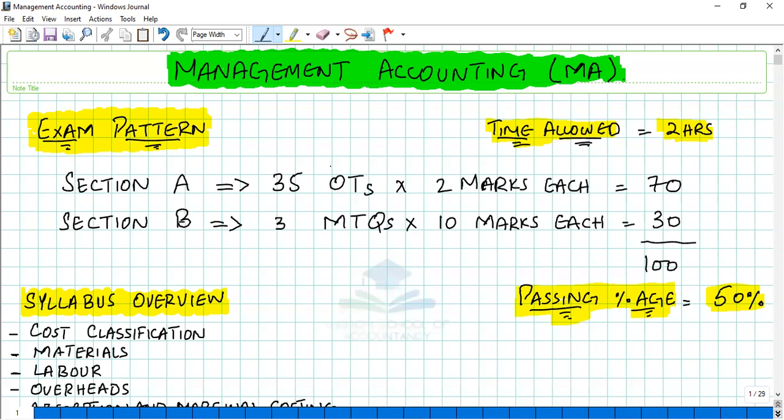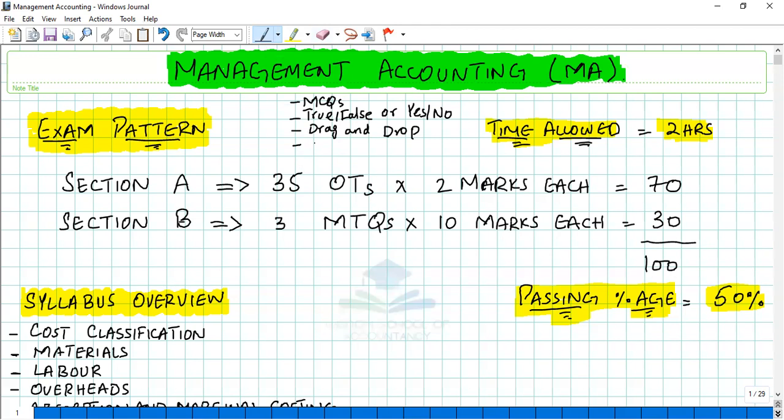Now in section A, there will be 35 objective type questions, and among objective type questions, there are a variety of questions that an examiner can test. Like MCQs, multiple choice questions, and true false questions. He will give you statements and he can ask whether this is true or false, which is also known as yes no. Then there are drag and drop questions. You have to drag something and drop it on the right place. When we practice, I will tell you how these drag and drop questions work.